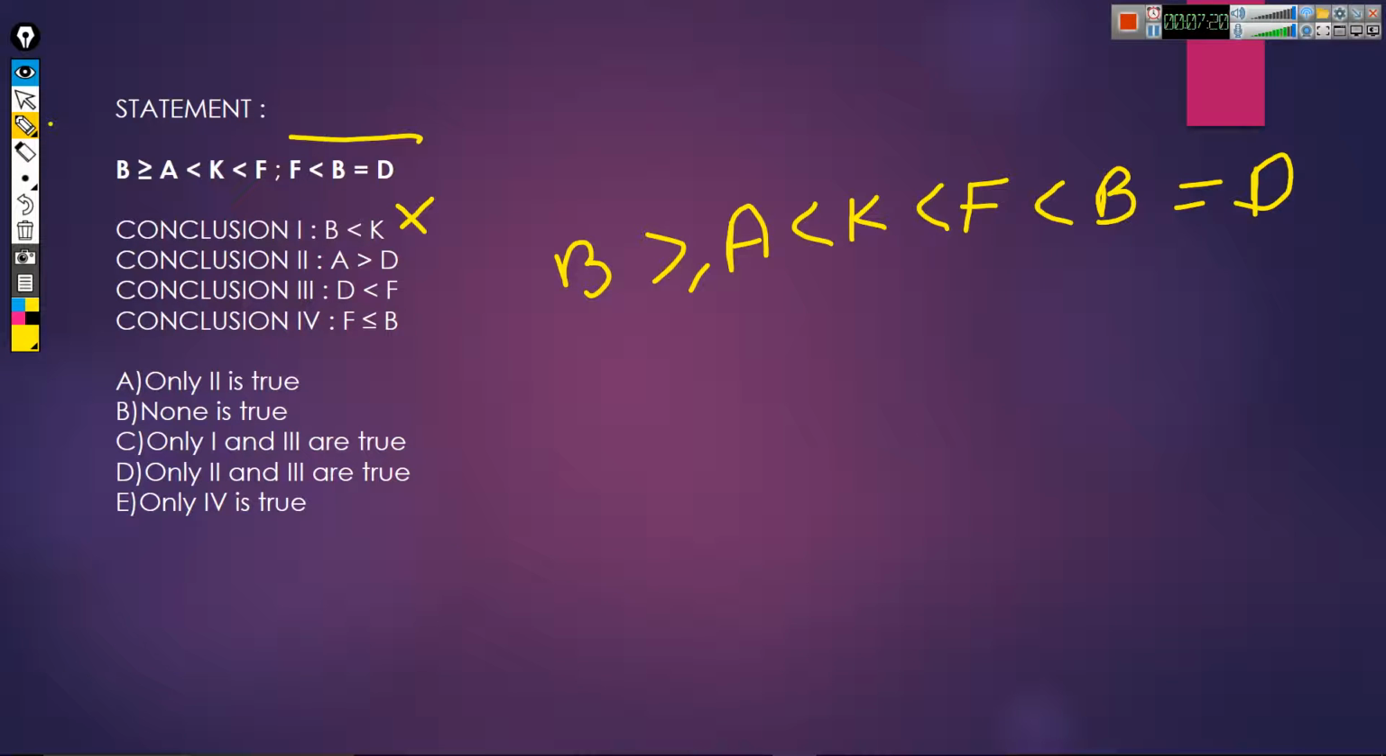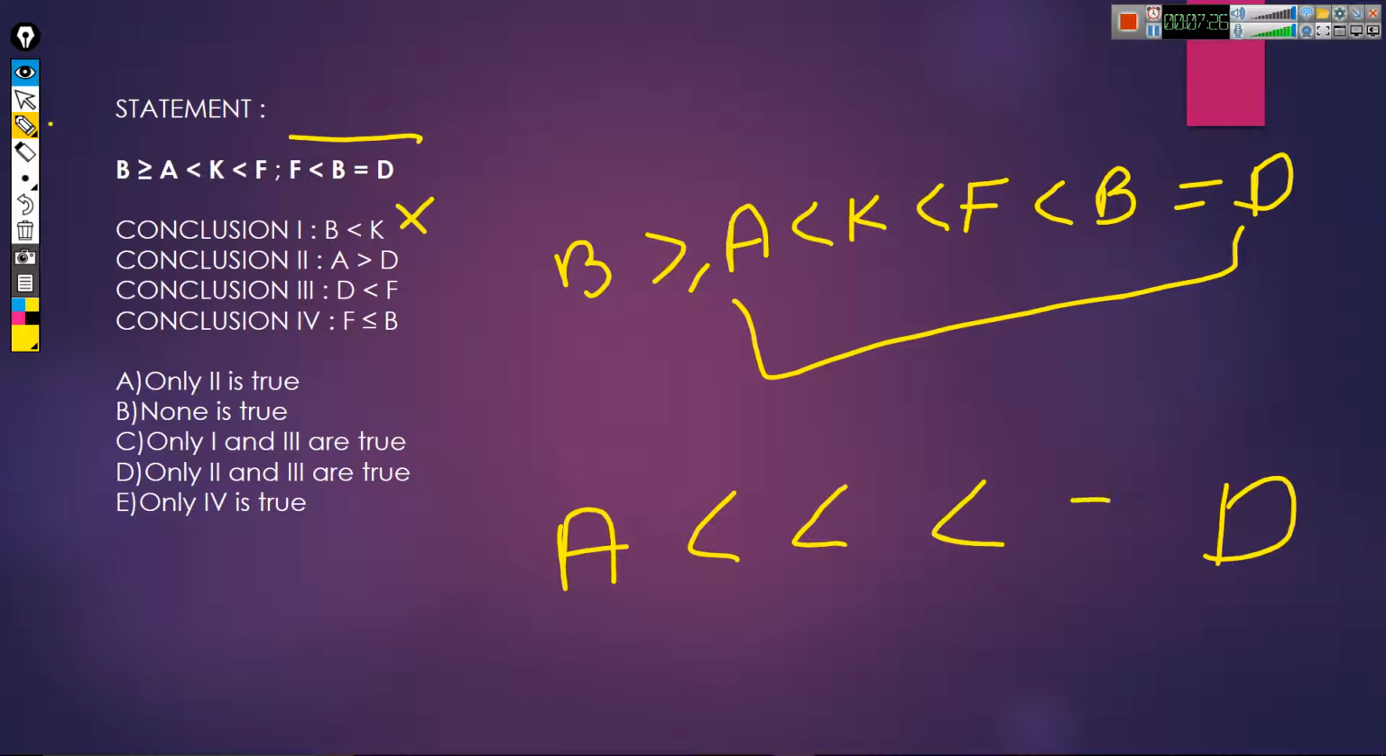Next, A is greater than D. We have to go from A to D. Write A here, D here. Write all signs between A and D: less than, less than, less than, equals to. What is common? Less than. A is less than D. So what is given here? A is greater than D. It does not follow.